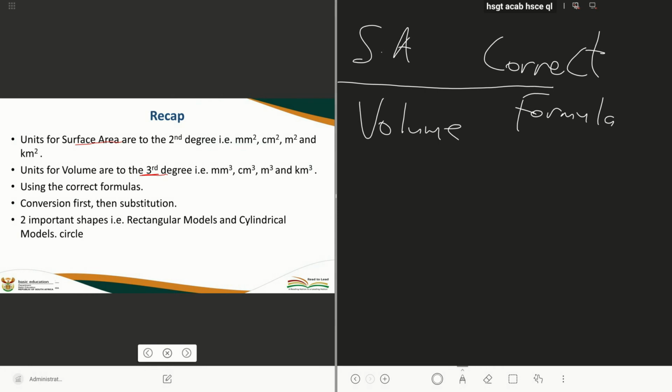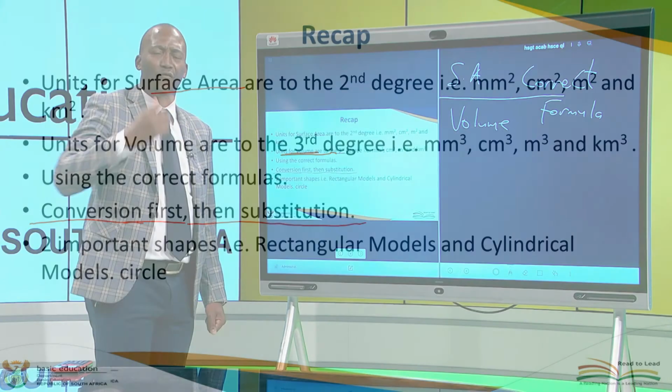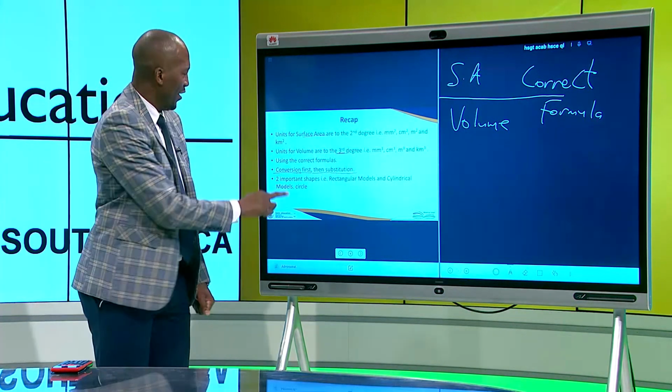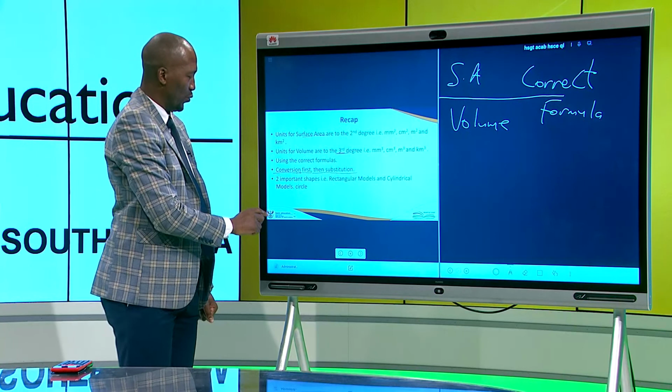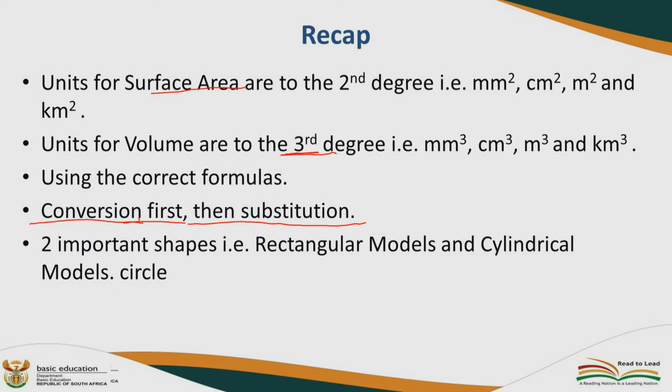Point number 4, conversion first. Conversion first, then substitution. I'm not saying substitute, then convert. Some candidates substitute and convert later, but the best way to make calculations easier is to convert first, then substitute. The last bullet: 2 important shapes that you are going to meet for CAPS measurement under 3D are what we call a rectangular model and a cylindrical model.